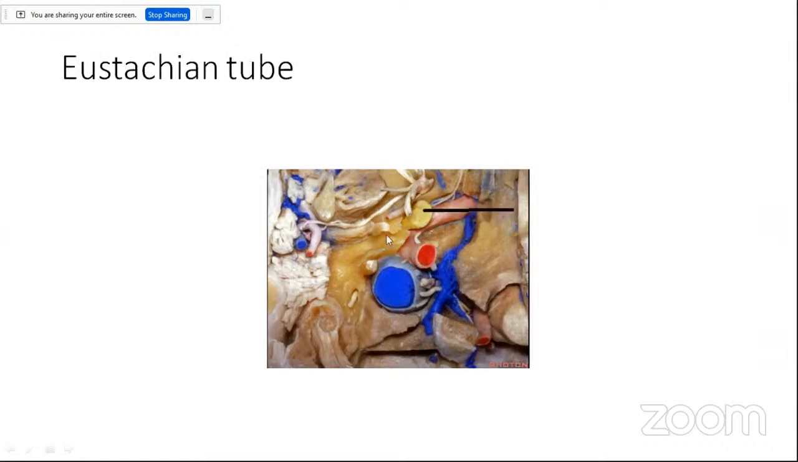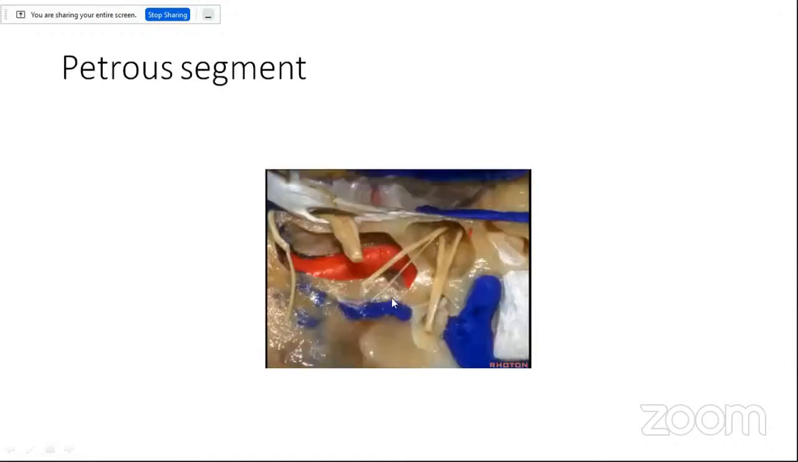Associated structures within this region of the petrous temporal bone, as highlighted in yellow color and also highlighted with the black colored arrow, is the eustachian tube. This dark blue colored structure is the internal jugular vein. So this is again another view from the anterior aspect. This is showing you the dark red colored structure, which is the petrous segment of the internal carotid artery.